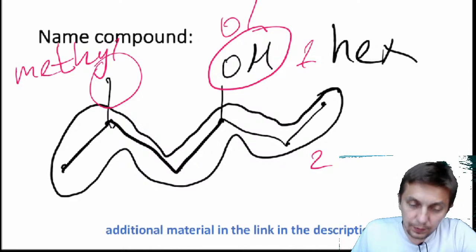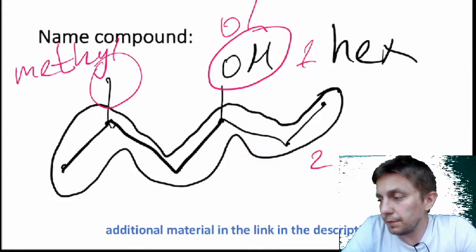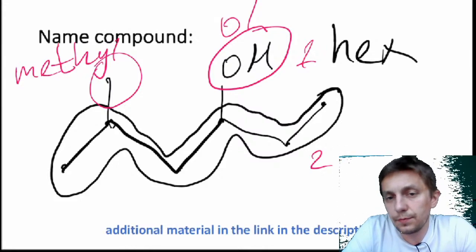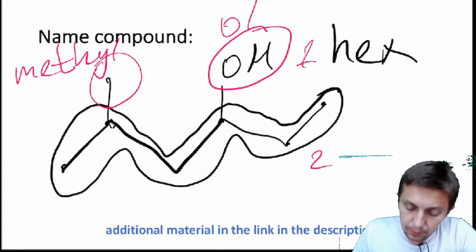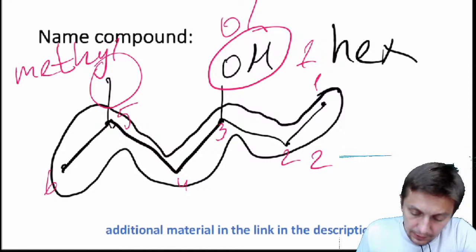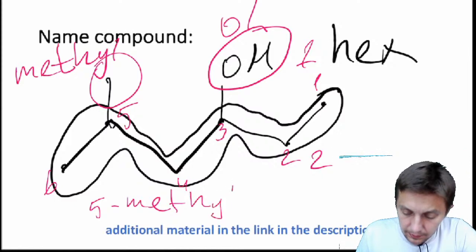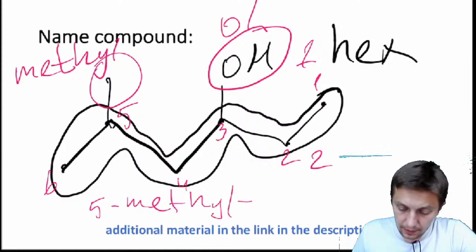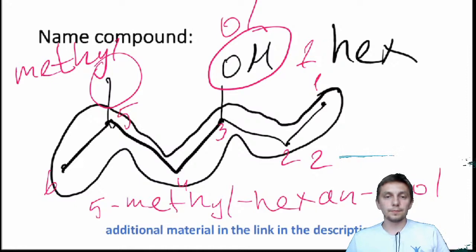We numerate, we have two ways, from left to right and from right to left. OH groups have the highest order, so we must numerate by the way where the OH group has the minimum number. So 1, 2, 3, 4, 5, 6. 5-methylhexan-3-ol. 5-methylhexan-3-ol.